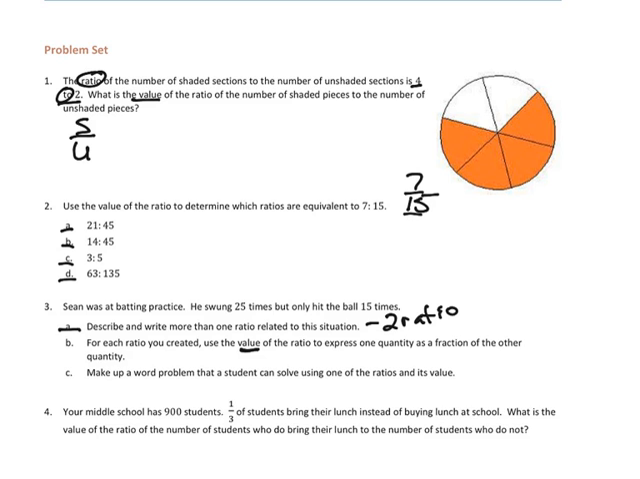And C is make up a word problem that a student can solve using one of the ratios and its values. You don't have to do C right now. That will take too long. 4, I don't want you to worry about right now. We'll do that in class. So your homework this evening is to do problem set number 1, 2, and 3, A and B.